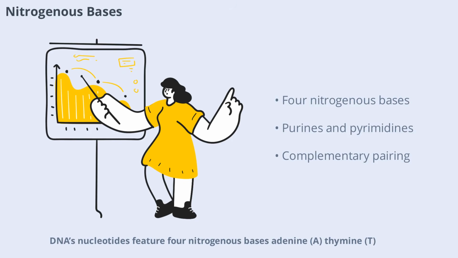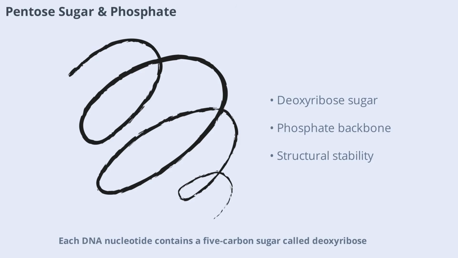DNA's nucleotides feature four nitrogenous bases: adenine A, thymine T, cytosine C, and guanine G. Adenine and guanine are purines, larger double-ring bases, while thymine and cytosine are pyrimidines, smaller single-ring bases. The base pairing between A and T and between G and C is known as complementary base pairing. This pairing ensures the accuracy of genetic information during replication and allows DNA to code for the vast diversity of life. Each DNA nucleotide contains a 5-carbon sugar called deoxyribose, which attaches to the nitrogenous base.